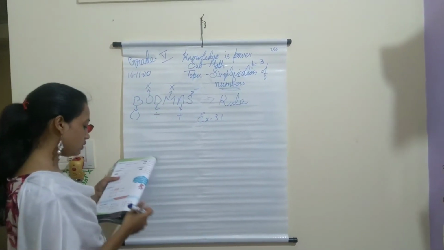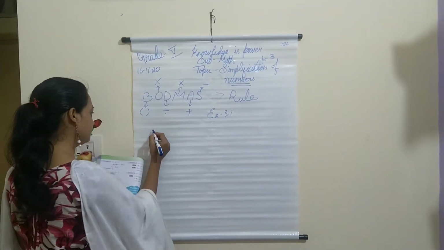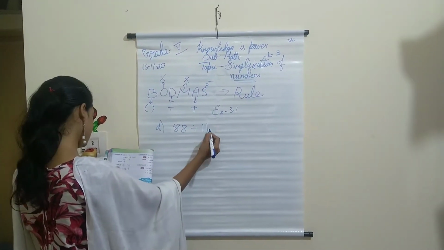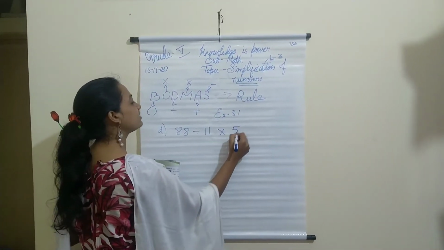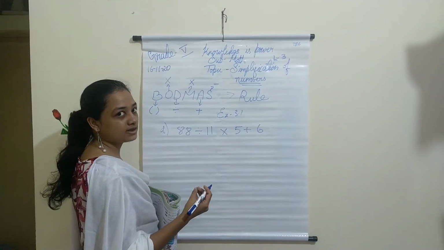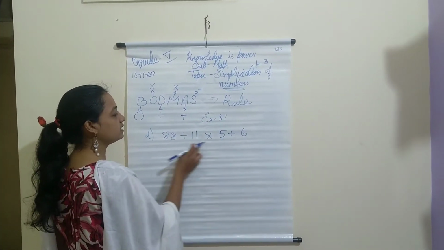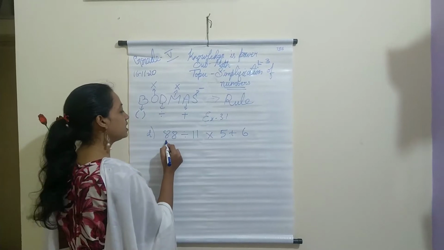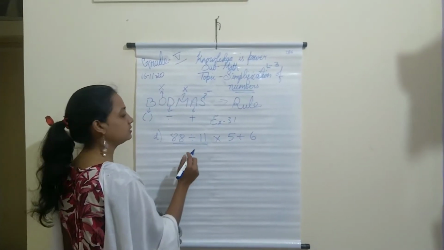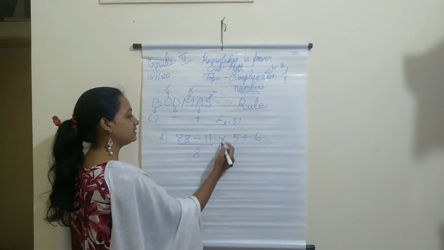I'll take sums like, which is difficult, D sum, 88 divided by 11 into 5 plus 6. So which are the first 2 numbers I should take? I should take division first, because in this the division is the first symbol I should solve. So what is 88 divided by 11? 11 8s are 88. So 8 is the answer.